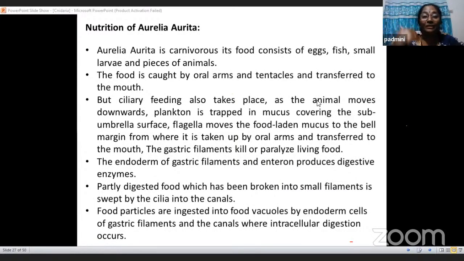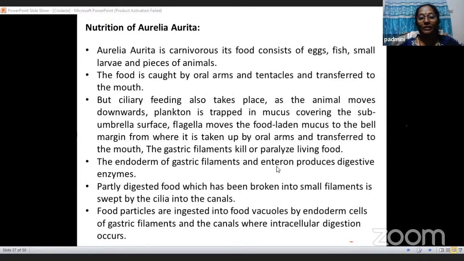So, different variations. As I told you all in the first class, animals are able to move from one place to another in search of food. They have to survive, and for that they have to keep moving. So when they are moving, some planktons get trapped onto the surface of the body, and with the help of the mucus that is secreted, they are able to push them into the mouth with the help of the cilia, and then they take it in. So food is taken inside the mouth. And the gastric filaments kill or paralyze the living organisms, and they are devoured or taken inside.